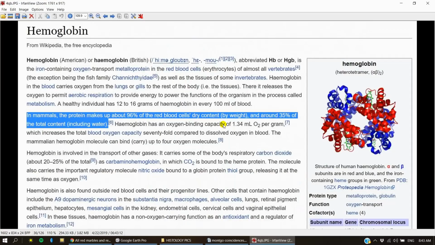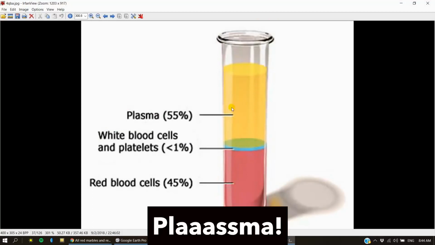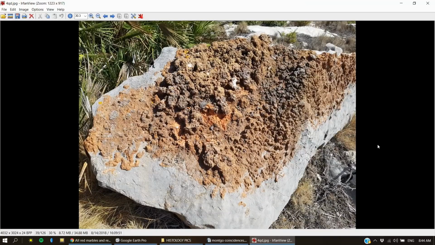Hemoglobin is the part of the blood that the oxygen binds to, and that's got iron in it. If we look at the constitution of blood, you've got the red blood cells making up 45%, and then plasma, which we'll talk about a little bit later. So this is iron ore, and iron ore is found all over the plateau.